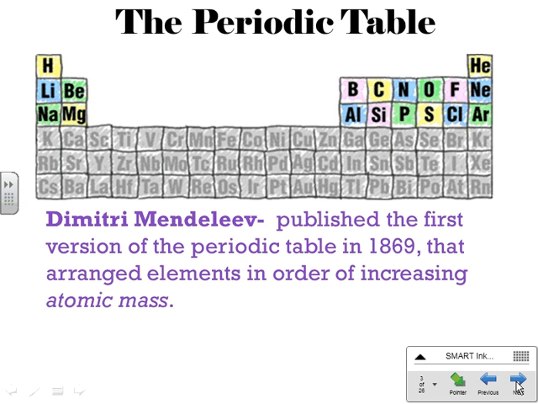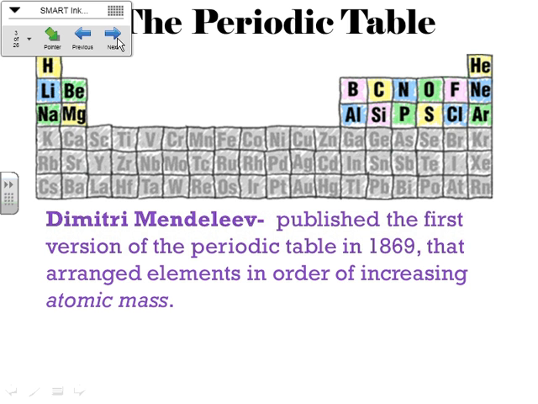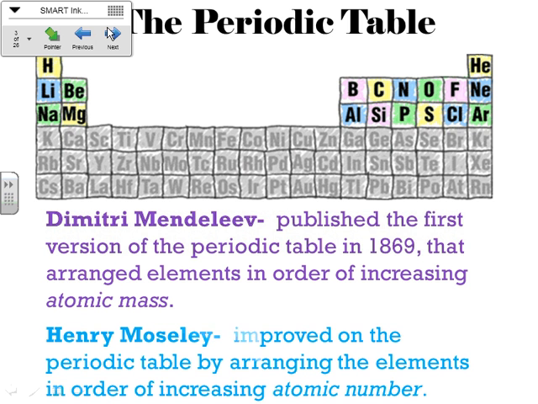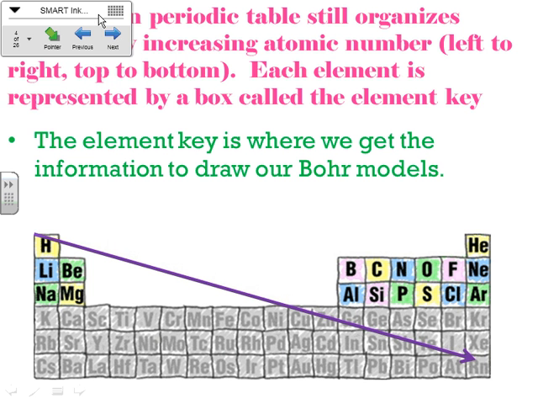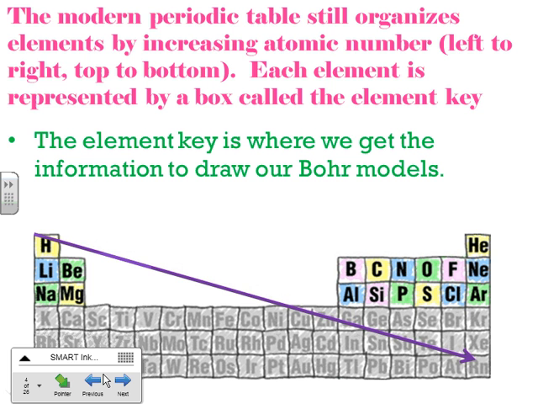Dmitri Mendeleev published the first version of the periodic table in 1869. He arranged elements in order of increasing atomic mass. Henry Moseley improved upon that periodic table by arranging the elements in order of an increasing atomic number. The modern periodic table that we use today is still organized by increasing atomic number. It goes from left to right and top to bottom, as you can see below.